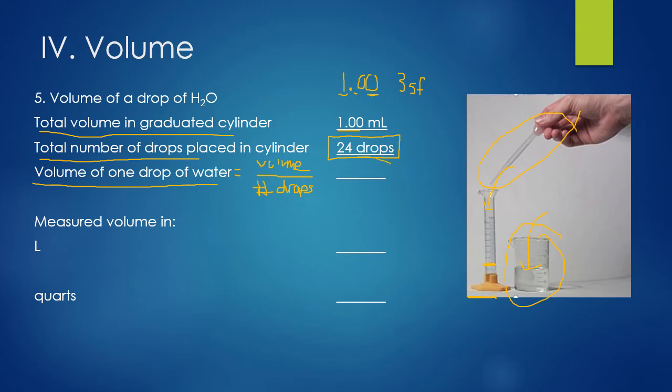So once you have this amount, remember the units on this amount are going to be milliliters. Also remember you should have 3 significant figures when you're reporting your answer in that space. This number here, the volume of 1 drop of water, that's the number that you're going to take and convert now into liters and then into quarts.